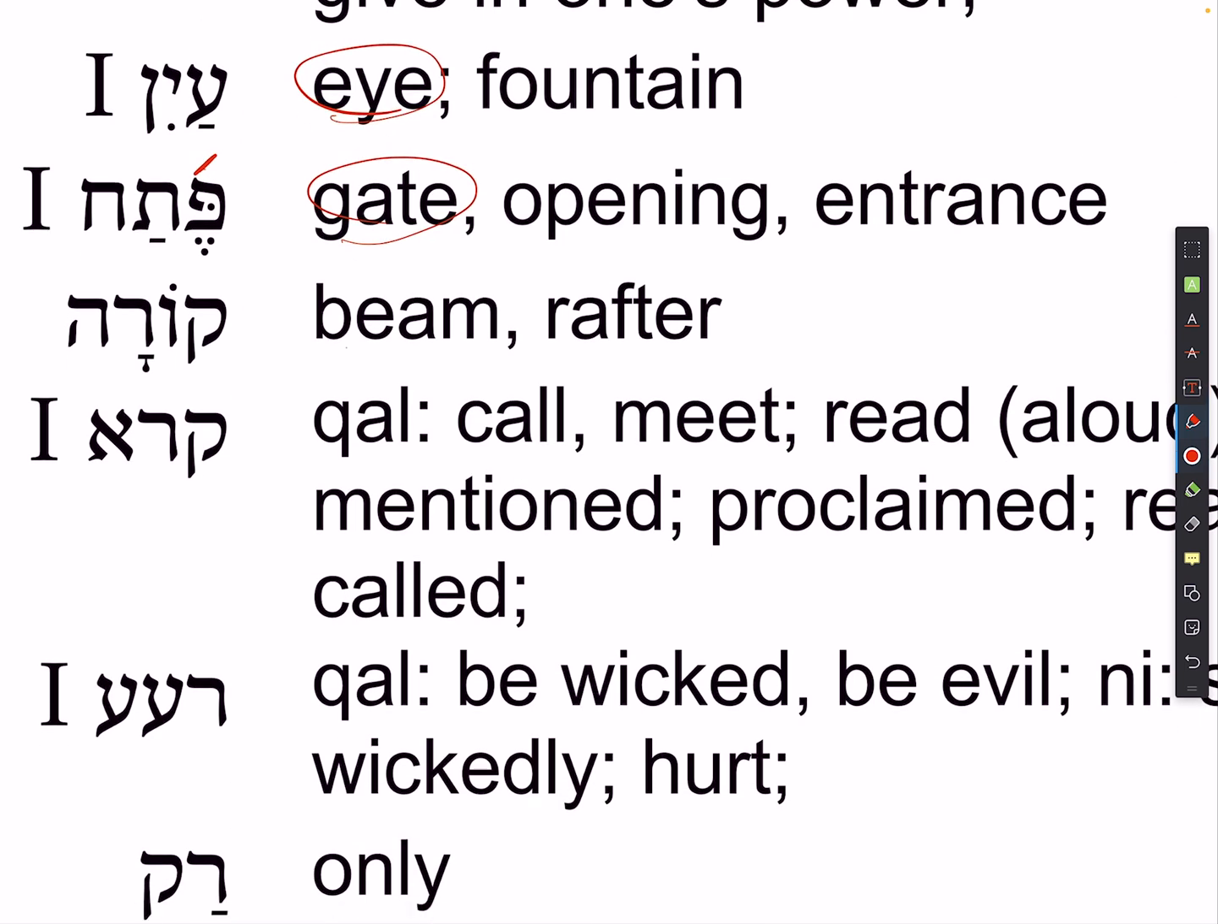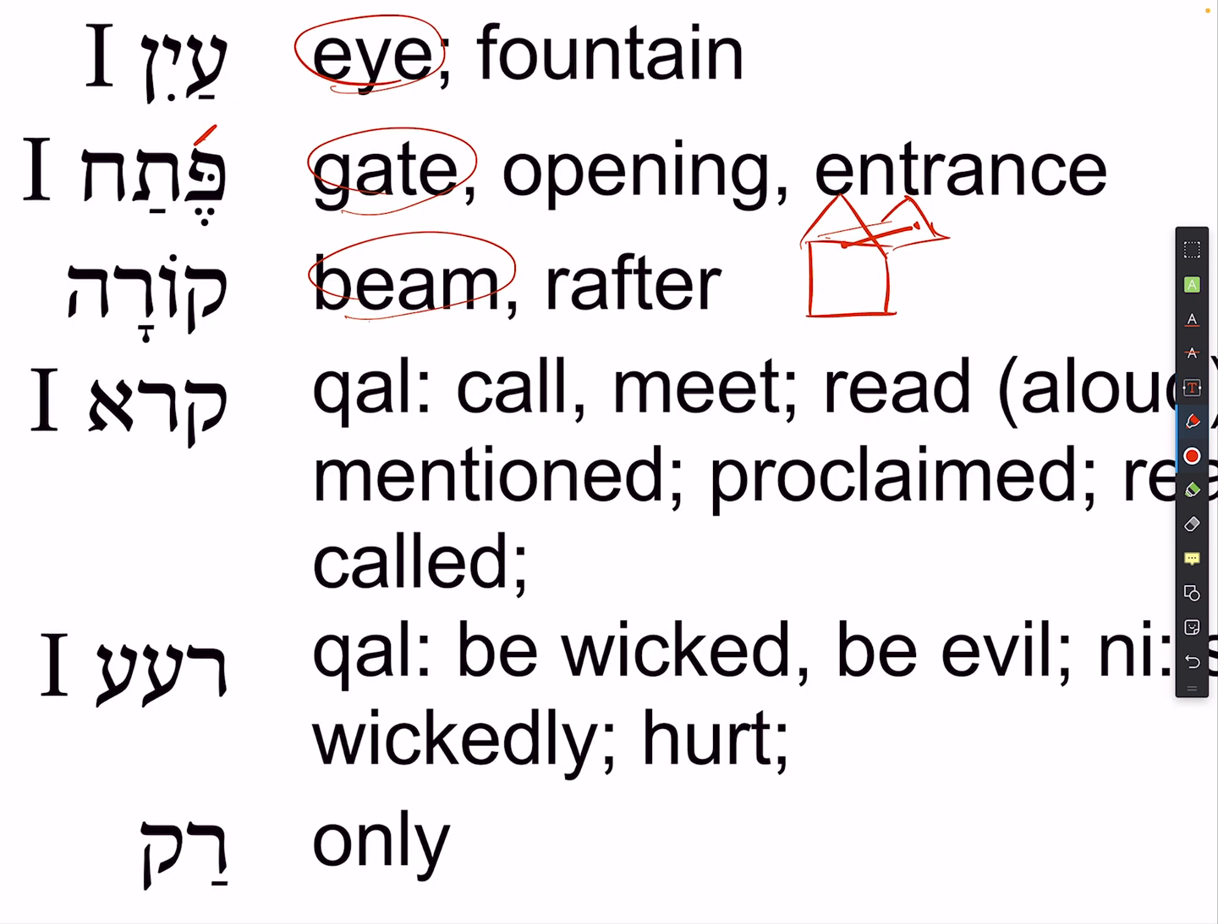Kora, that's a beam or rafter. When you think about a house, it's this beam that carries the ceiling. Kora. So it's sometimes just an idiom referring to roof. So if they are visitors under my roof, the Hebrew might say they're visitors under my kora, under my beam.